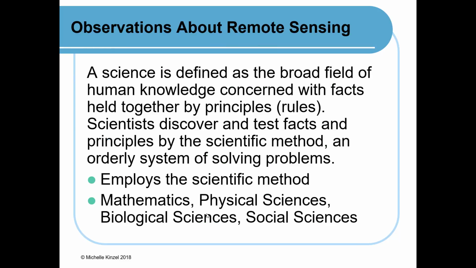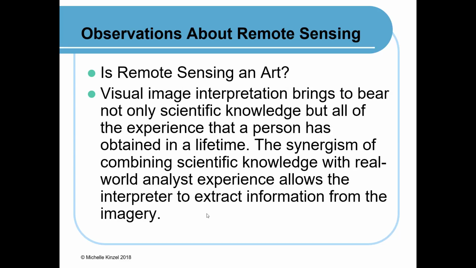So observations about remote sensing. It's a science, and it's defined as the broad field of human knowledge concerned with facts held together by principles or rules. Scientists discover and test facts and principles by using the scientific method, and this is an orderly system of solving problems. So remote sensing employs the scientific method, and it is used in many fields. Some examples are mathematics, physical sciences, biological sciences, and social sciences.